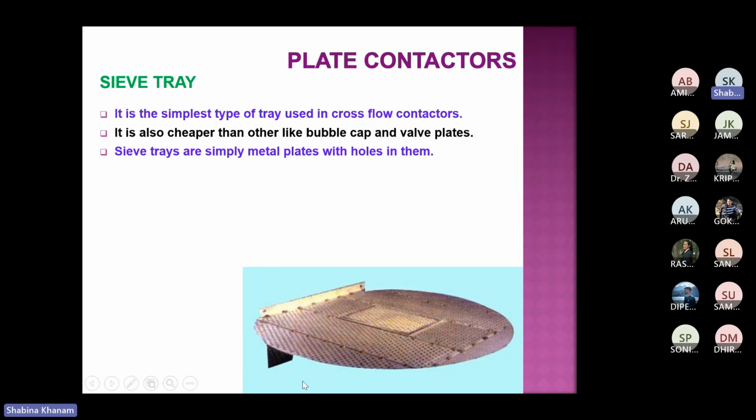So wherever the welding is done, wherever the backing strip is, there also holes are not available. At the periphery holes are not available. Here you can see the holes, but the holes for mass transfer are not provided, not available at the periphery.